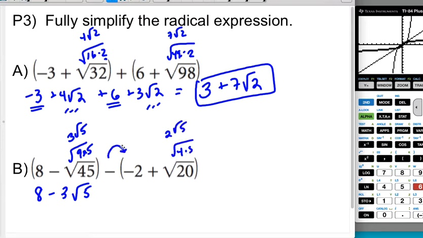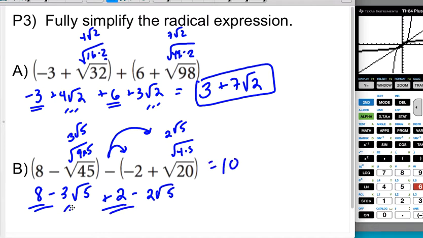And then this negative is going to get distributed, so I'm going to get a +2 minus a 2 root 5. When I combine the 8 and the positive 2, I get a 10. When I combine the negative 3 root 5 with the negative 2 root 5, I get a negative 5 root 5, and that's my answer.